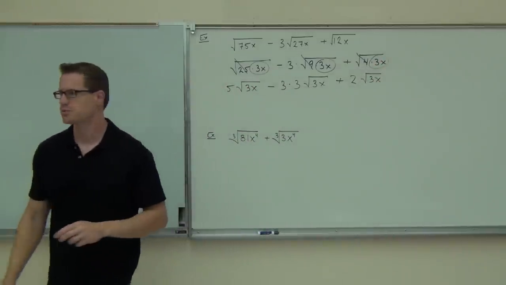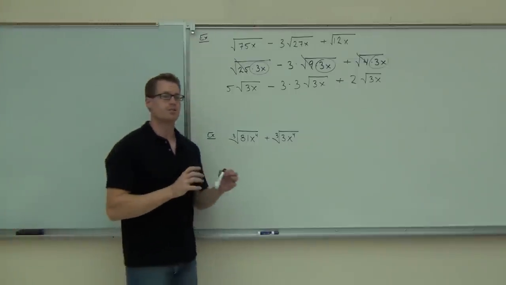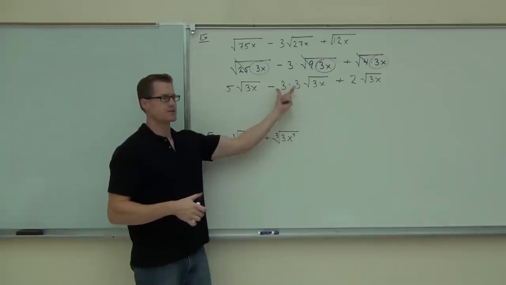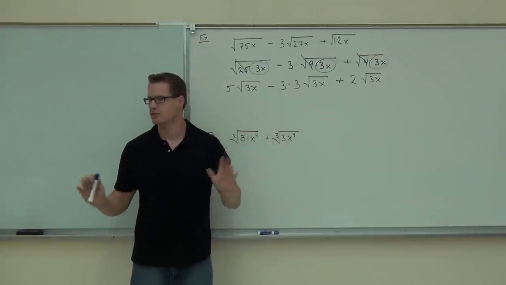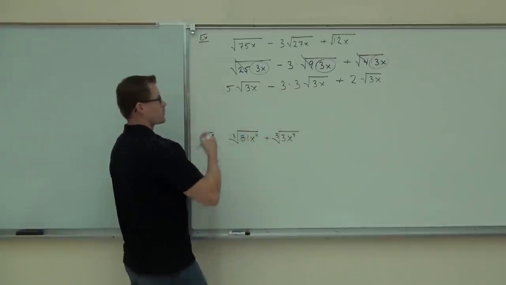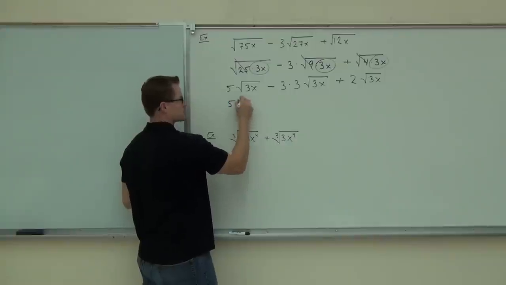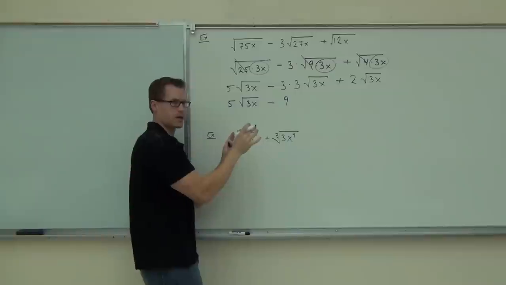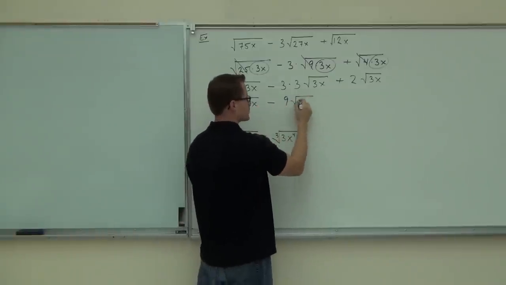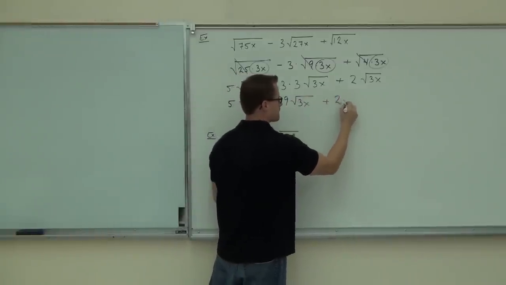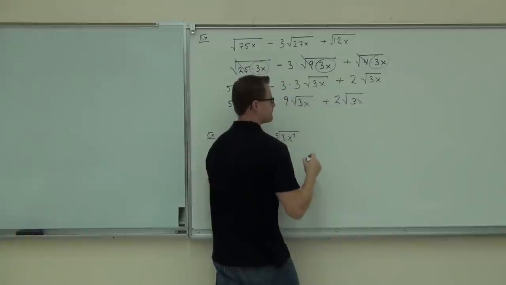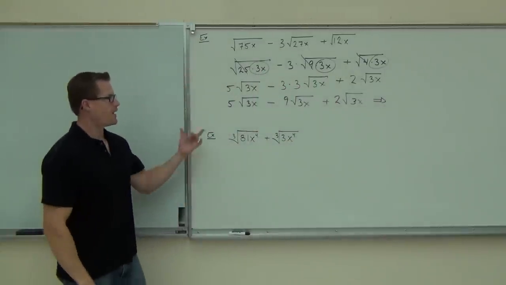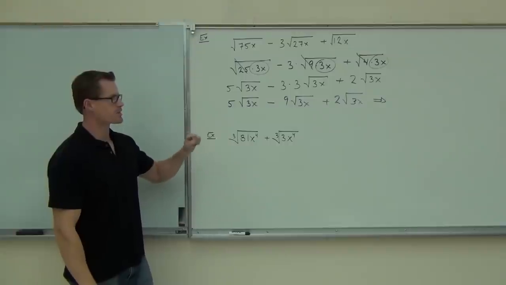What's the next thing we're supposed to do? Multiply. Yeah, before we combine our like radicals, we are going to multiply. I want to make sure we get this number right, so we're not mistakenly subtracting 3 or 6 or something crazy. So of course we get our 5 square root of 3x. How much does that give you? 9. Yeah, good. We are multiplying here, right? Those are our multiplication problems. We have 5 square root of 3x minus 9 square root of 3x plus 2 square root of 3x.